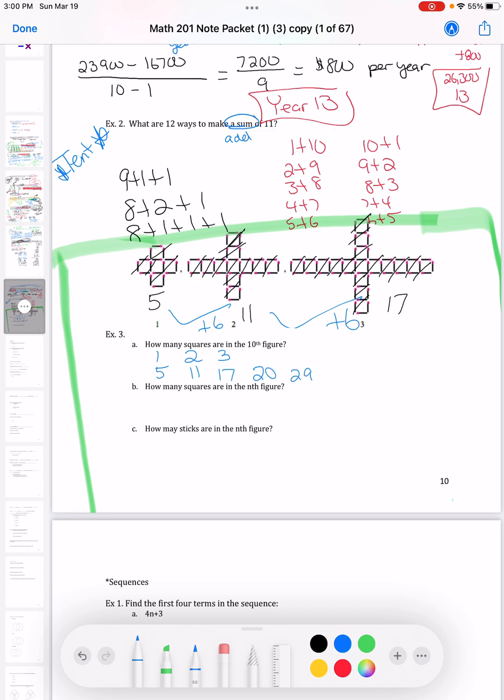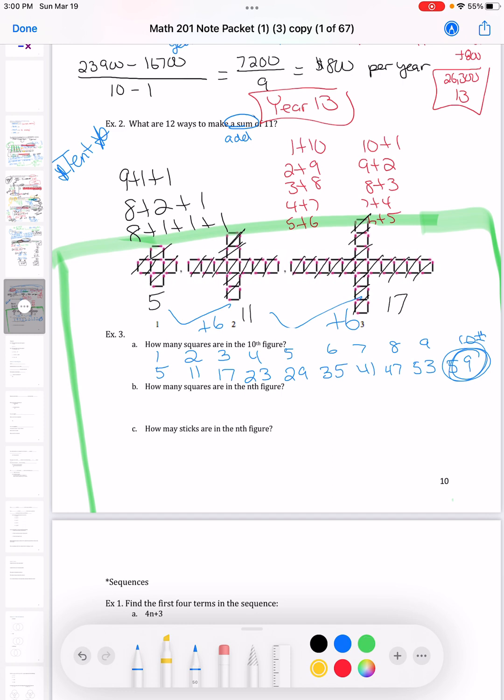23 for the fourth. Then 29. Add 6 more would be 35. Then 41. Then 47. 53. And the last one. So 1, 2, 3, 4, 5, 6, 7, 8, 9, 10. The 10th one would have 59 squares.